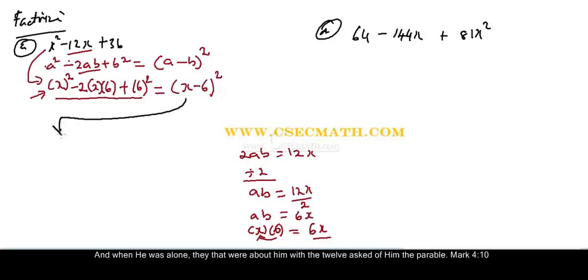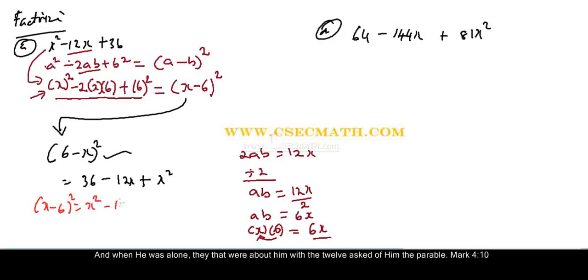Now we are dealing with perfect squares, okay? If someone gives you a solution, says 6 negative x the whole squared, it is absolutely right. The reason being, when you expand 6 negative x the whole squared, you will get 36 negative 12x positive x squared, and when you expand x negative 6 the whole squared, you will still get the same thing in a different order.